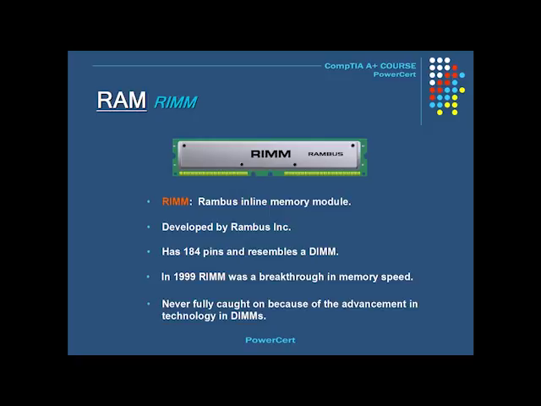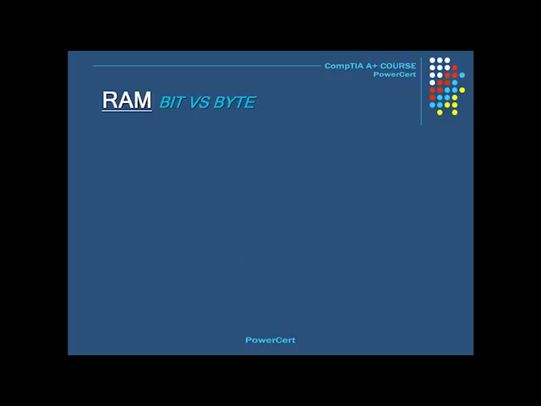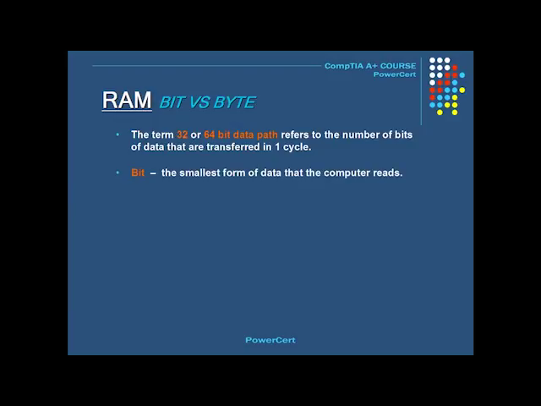Now the term data path refers to the number of bits of data that are transferred in one cycle. The more bits that are transferred in one cycle, the faster the computer will be. A single bit, or 1 bit of data, is the smallest form of data that a computer reads, because in the computing world, a computer only understands ones and zeros, which is represented by a single bit of data. Now there's also the term byte, and 8 bits is equal to 1 byte.